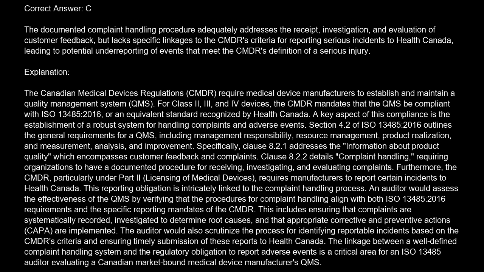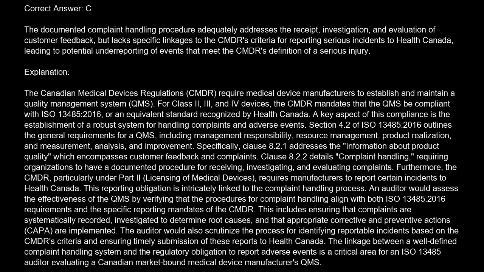Specifically, Clause 8.2.1 addresses the information about product quality, which encompasses customer feedback and complaints. Clause 8.2.2 details complaint handling, requiring organizations to have a documented procedure for receiving, investigating, and evaluating complaints. Furthermore, the CMDR, particularly under Part 1, licensing of medical devices, requires manufacturers to report certain incidents to Health Canada. This reporting obligation is intricately linked to the complaint handling process.